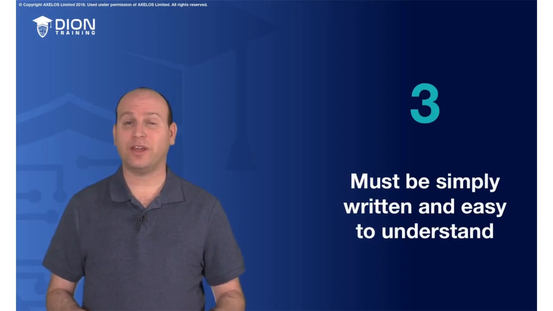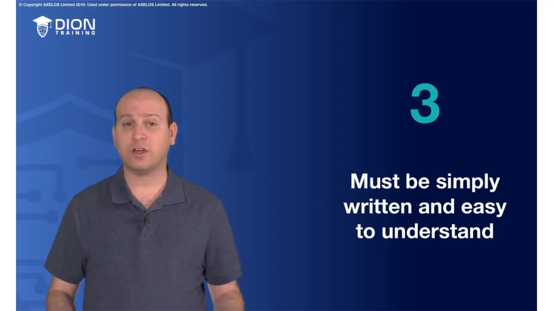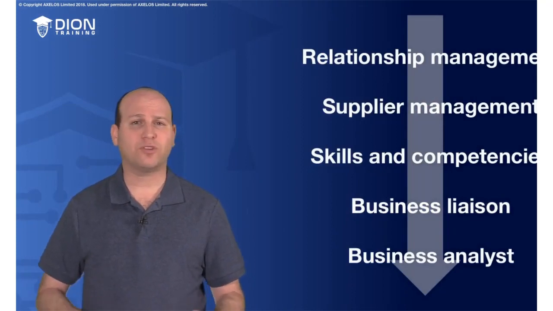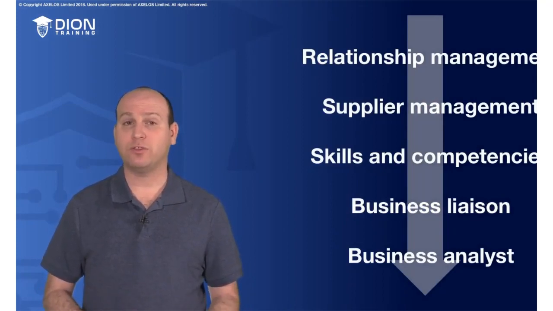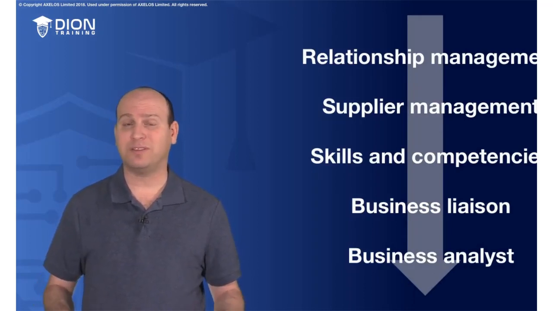And the final key to writing a good SLA is making sure you write it simply. Make sure that it's easy to understand by all parties. This isn't a contract. It doesn't need to be written with legal jargon. Instead, make it simple and easy so that anyone who picks it up can understand what you're talking about. When you're writing your SLAs, you always want to be focused on the different relationships. That includes things like relationship management, your supplier management, the different skills and competencies, the business liaisons, and the business analysts.